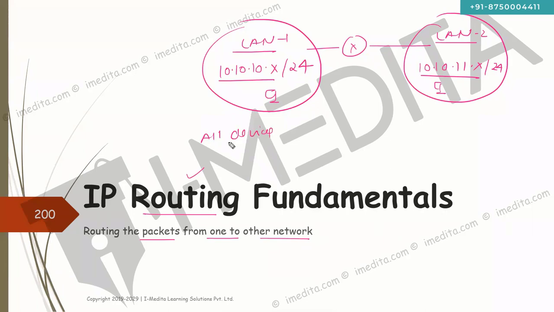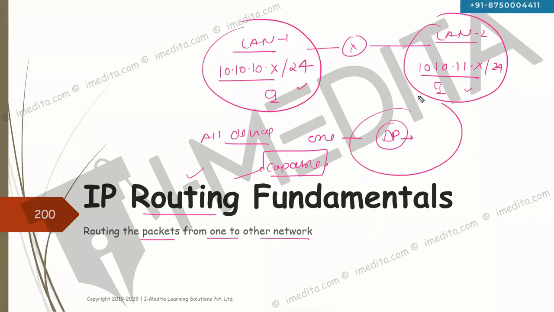All the devices that can move the packet from one network to another network based on IP address, all those devices are said to be routing capable devices. Any device that is capable of moving the packet from one network to another network based on IP address, based on layer 3 address, those devices are called layer 3 devices, or routing capable devices, or the devices that operate at layer 3 of the OSI or TCP/IP model.